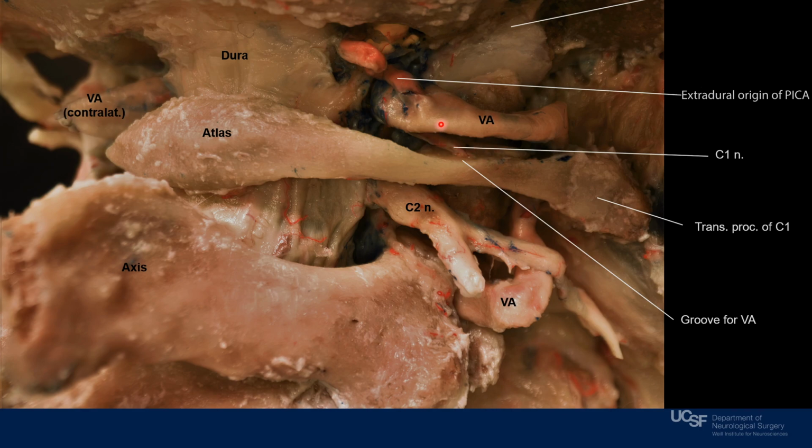the suboccipital nerve. Something interesting about this specimen is an extradural origin of the posterior inferior cerebellar artery, which is something that could be a variation that needs to be taken into account while doing any craniocervical approach, since this is a very important blood supply for the elements or the structures in the posterior fossa.